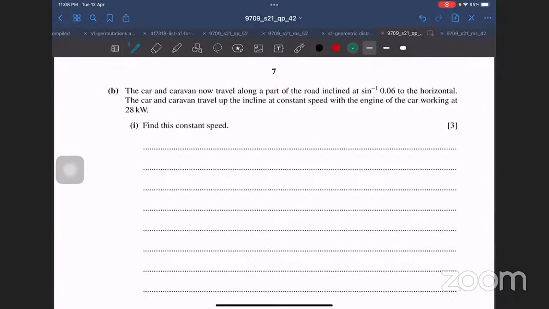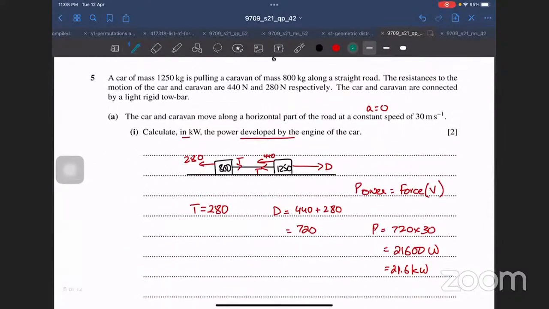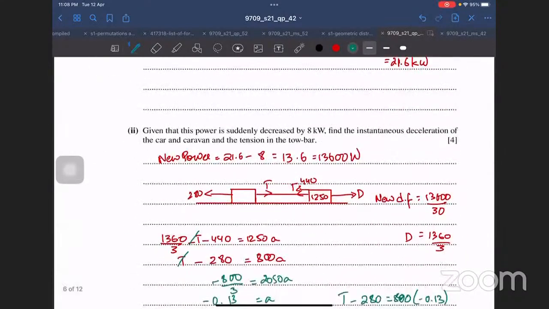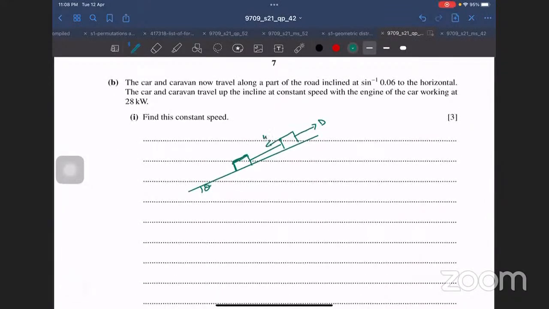The car and caravan now travel along a part of the road inclined at this. So there's an angle to the horizontal. The car and caravan travel up the incline at a constant speed with the engine of the car working at 28 kilowatts. There's the driving force. Since the question says right at the start that the resistances remain the same, that is 440 and 280. What has changed is now there is a component for gravity as well.